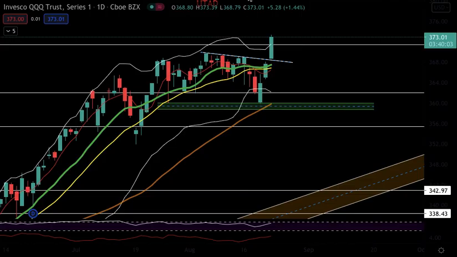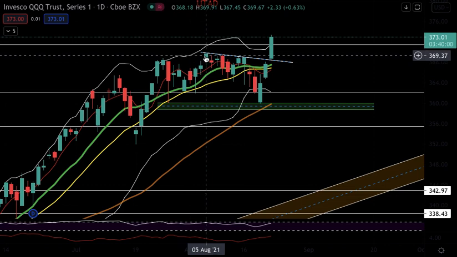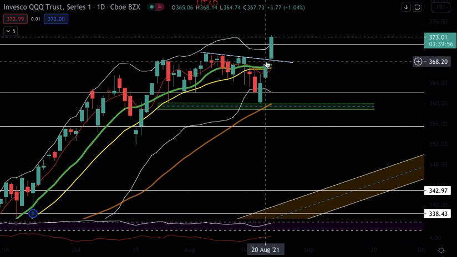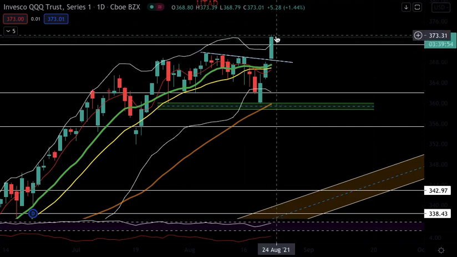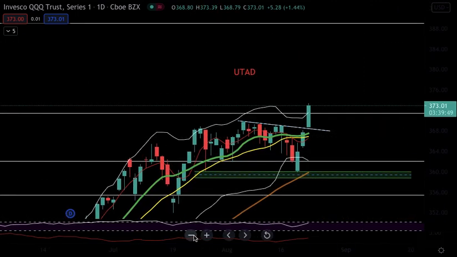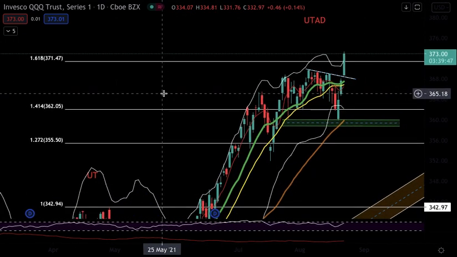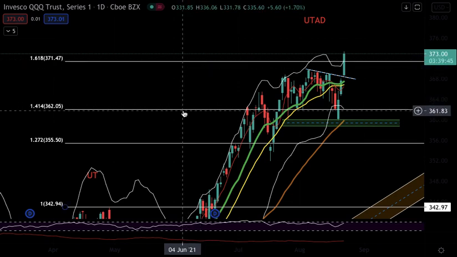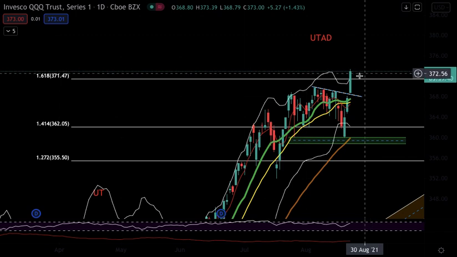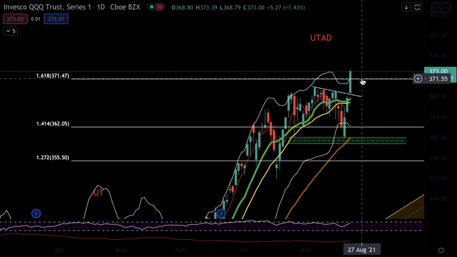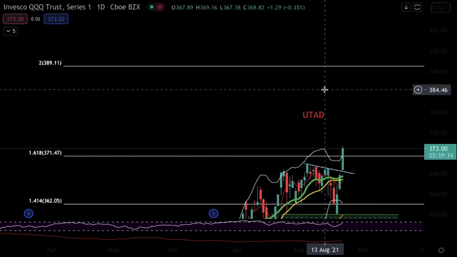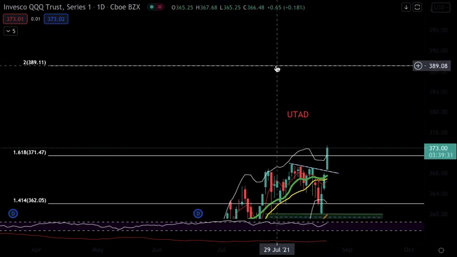All right, moving on to Triple Q. Triple Q had this bull flag that started back on August 5th, and today it smashed and broke out of that resistance level at 373. Now I was using the Fibonacci level as a resistance and support level for Triple Q, and we had a resistance level at 371.47, which Triple Q broke. So we want to see if 371.47 will hold, and if it does, our next price target for Triple Q will be all the way up here at 389.11.